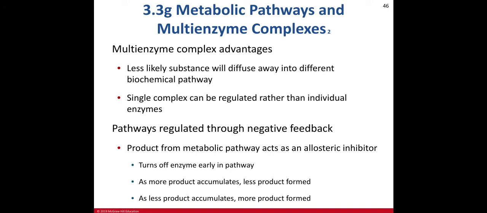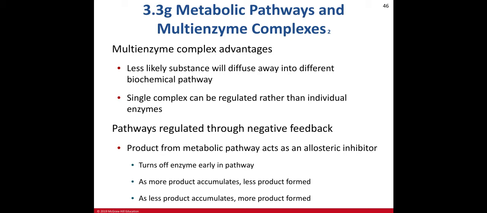So, what happens here with our multi-enzyme complex? It's really great because it's less likely the substance is going to move away or go into a different biochemical pathway. In a single complex, we can be regulating it rather than each individual enzyme, right? Because we need the product to go to the next step. If we can regulate one step, then we stop the whole pathway, as opposed to individual enzymes, each needing their own regulation.